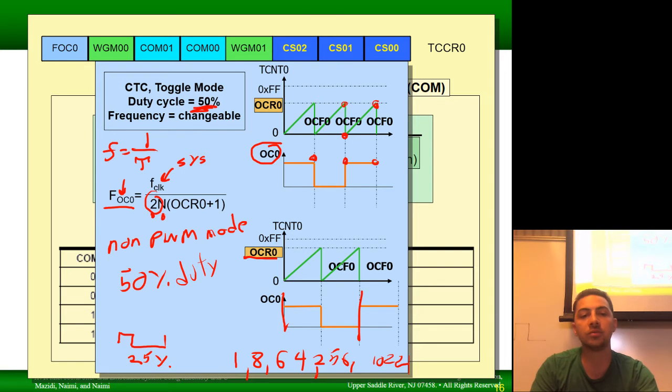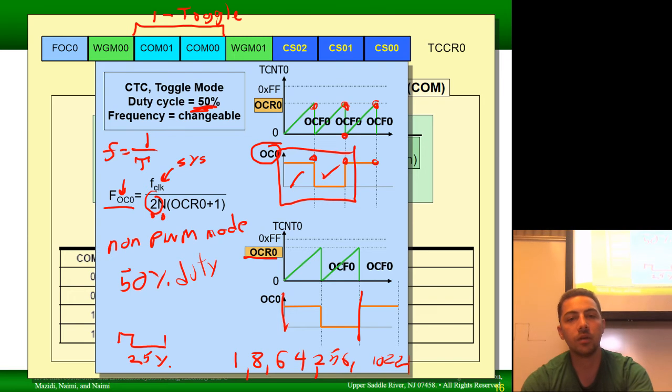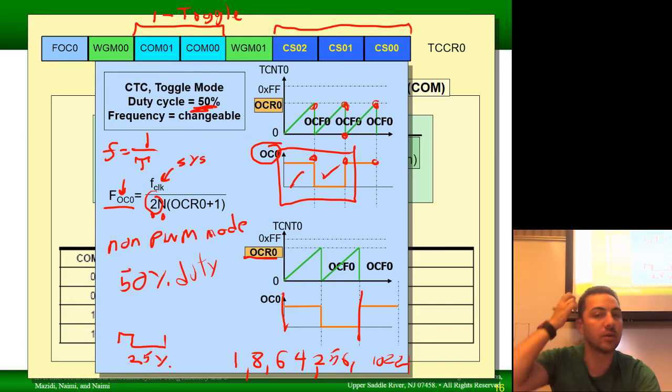Now, why the times 2? Because you need to toggle once, twice to get a full period. You have to hit 2 of these. So your frequency is system clock over your number of ticks, which is analogous to your period. Okay? So when you want to make a square wave of a particular frequency with a 50-50 duty cycle, all you need to do is take care of your COM bits, set them to 1 for toggle, set up your clock source bits to be whatever your appropriate clock divider is, and you've got an output frequency.